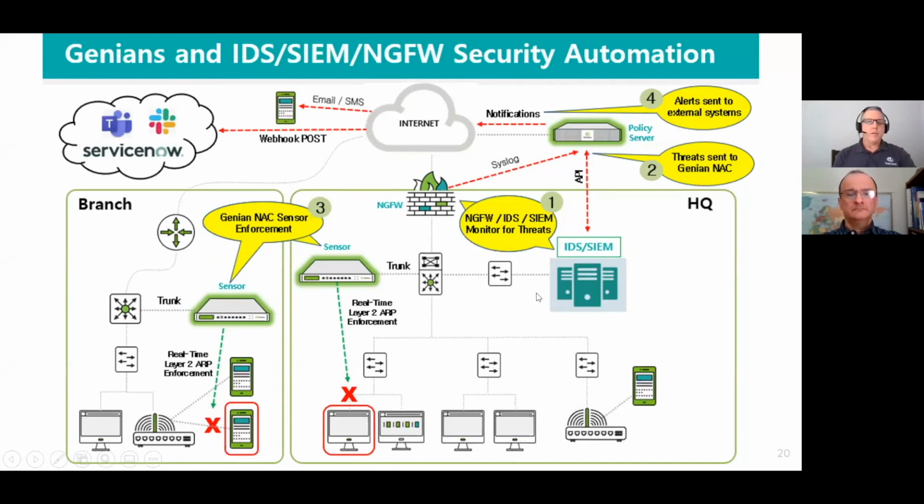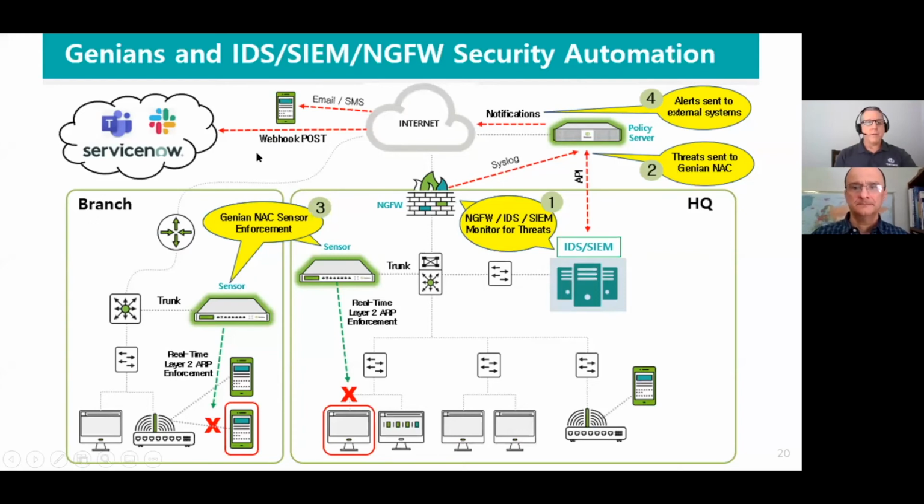So whether it be anything that is occurring natively or organically inside of Genian, like a new device connecting or an enforcement policy changing, or if it's something more like an IDS or a SIEM sending alerts and threat information to Genian NAC, and then it sending notifications out, you have a lot of options here, being able to open a ServiceNow ticket or send a message to Teams or Slack or email or SMS.